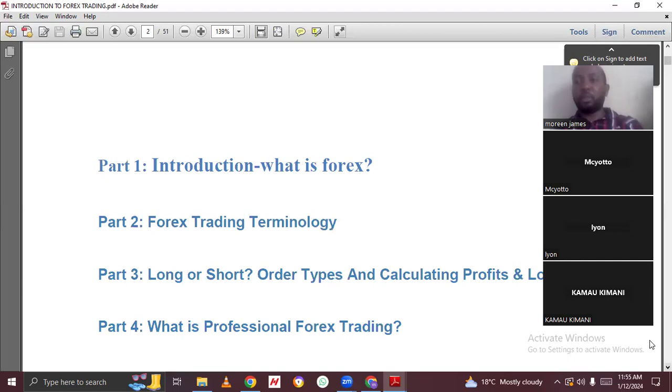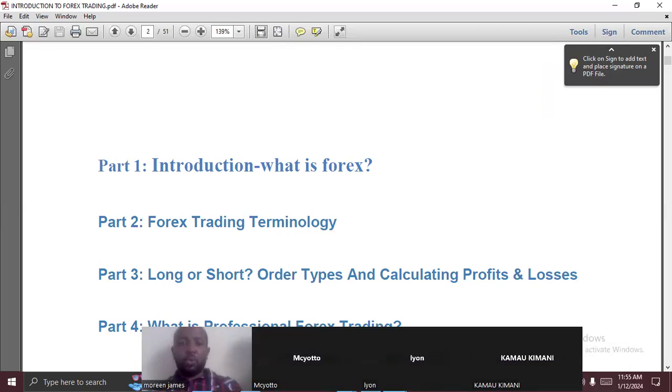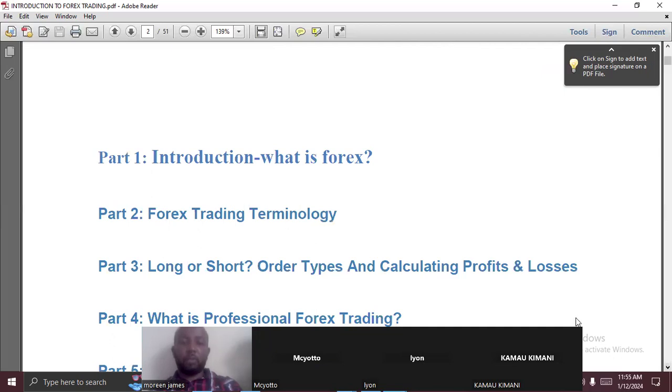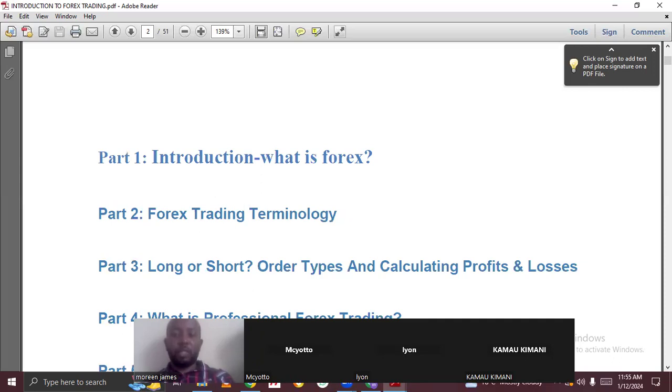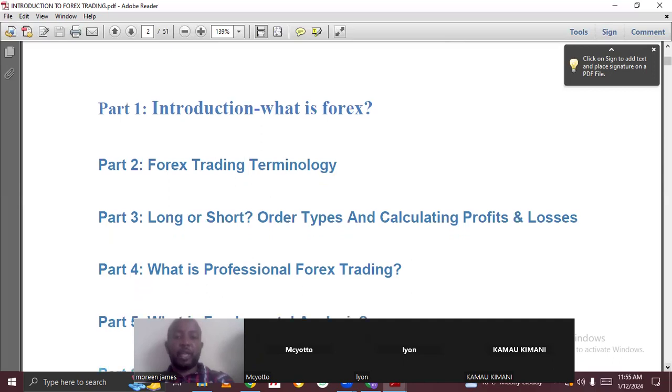Let me put this down here. So we'll first come to tackle Forex, or what is Forex trading. Then we'll go to the terminologies. Basically, what terminologies do we use? We also have long or short order types and calculating profits and losses. You need to understand, at the end of the day, it's a business just like any other. And when you're starting a business, you need at least to be able to know you are in to make money, not to lose. So here we'll be able to calculate profits and losses.